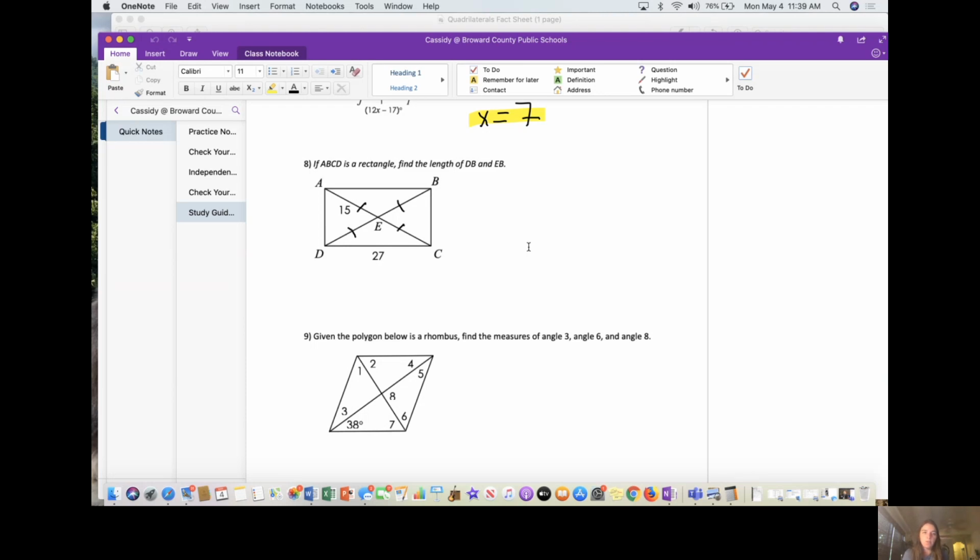The first thing they ask for is DB and EB. EB, we know, is just going to be 15 because it's congruent to all the other ones. So I'm just going to write that down: EB equals 15. Then they ask us for DB. DB is the full length. If EB equals 15, we already know that DE also equals 15. So to figure out DB, it's just 15 plus 15, which is 30. So DB equals 30, which means AC equals 30 also.